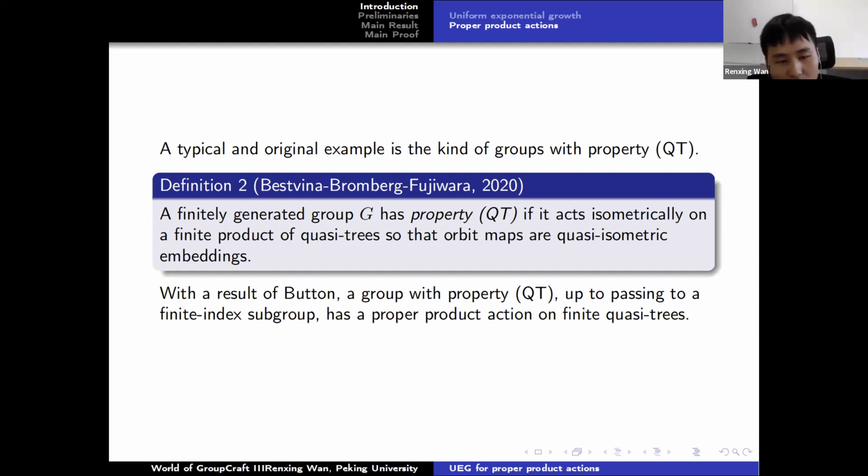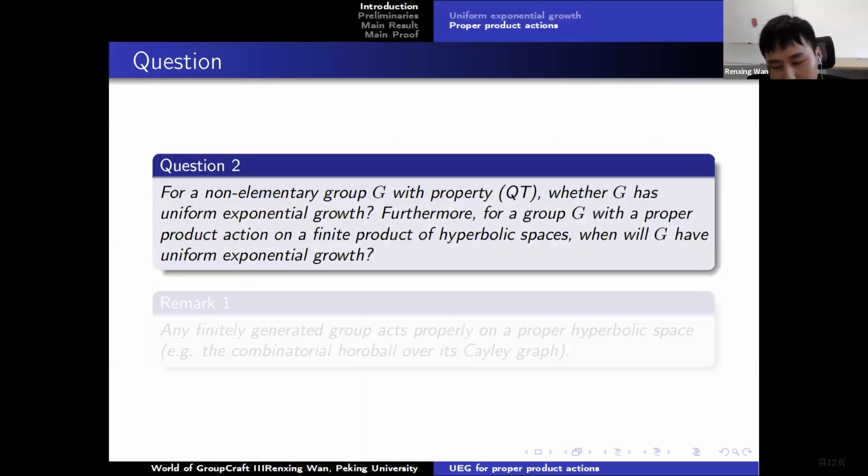Because if a finite index subgroup has uniform exponential growth, then the bigger group, the whole group, will also have uniform exponential growth. That's a well-known fact, but maybe some people here are not familiar, so I will mention that. Okay, so now I will raise our question.